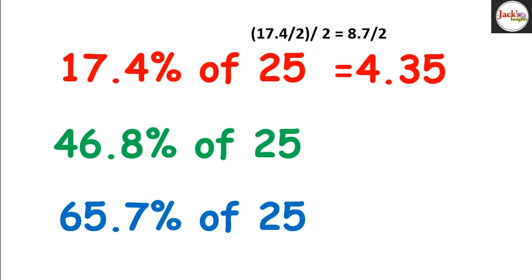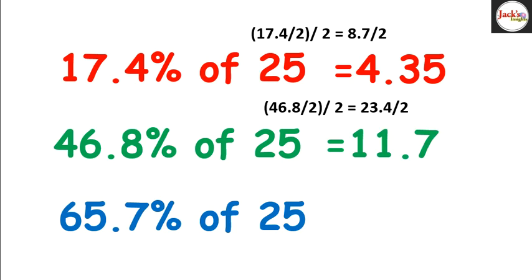Same process. What is half of 46.8? Okay, so 46.8% of 25. What is half of 46.8? That is 23.4. Now get the half of 23.4. What is half of 23? That is 11.5, and half of 0.4 is 0.2. So you have 11.5 and 0.2, that's 11.7. That is 46.8% of 25.